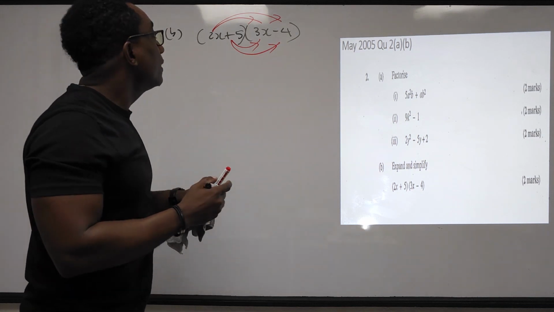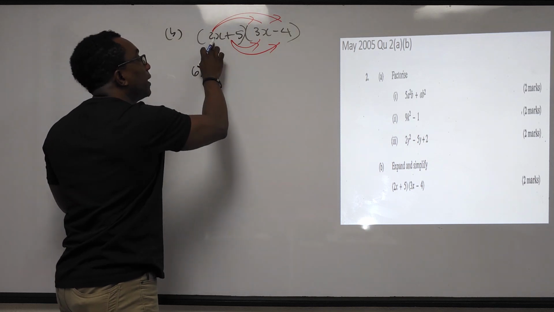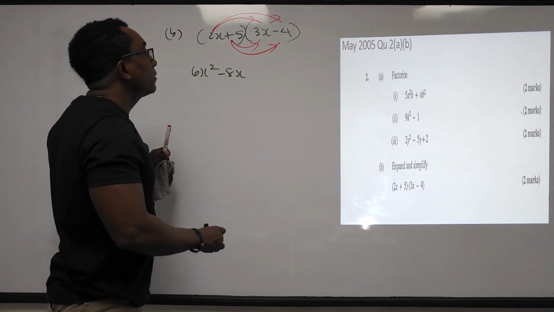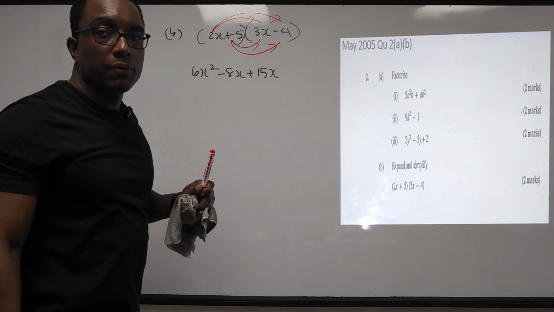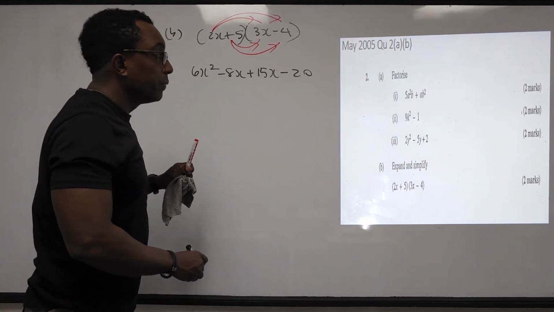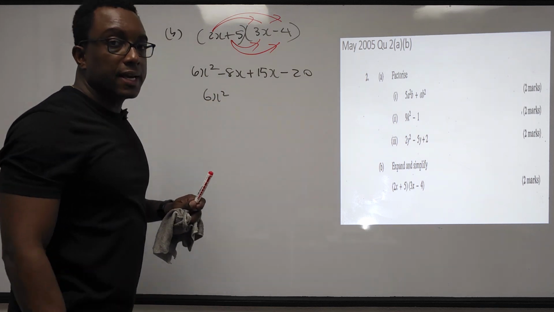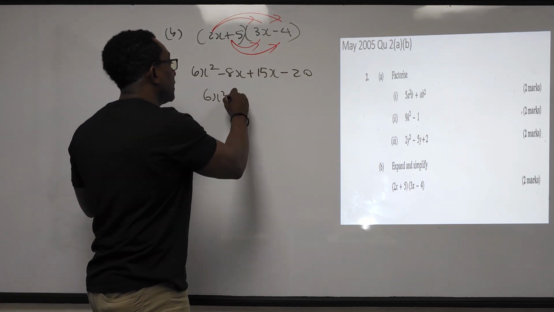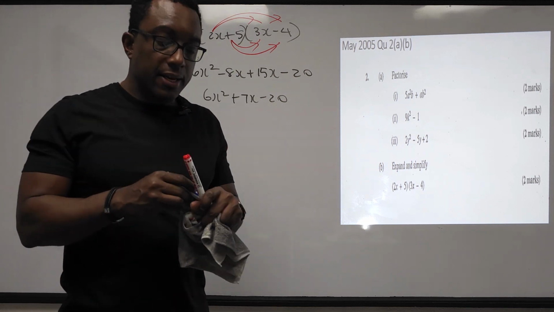So when we multiply 2x by 3x will be 6x squared, 2x by negative 4 is negative 8x, plus 5 by 3x is plus 15x, and plus 5 by negative 4 will be negative 20. So we're going to get here, when simplified further, these two terms are like terms, it becomes 6x squared, negative 8x plus 15x will be plus 7x minus 20. And we can't simplify any further, and that there's our answer.